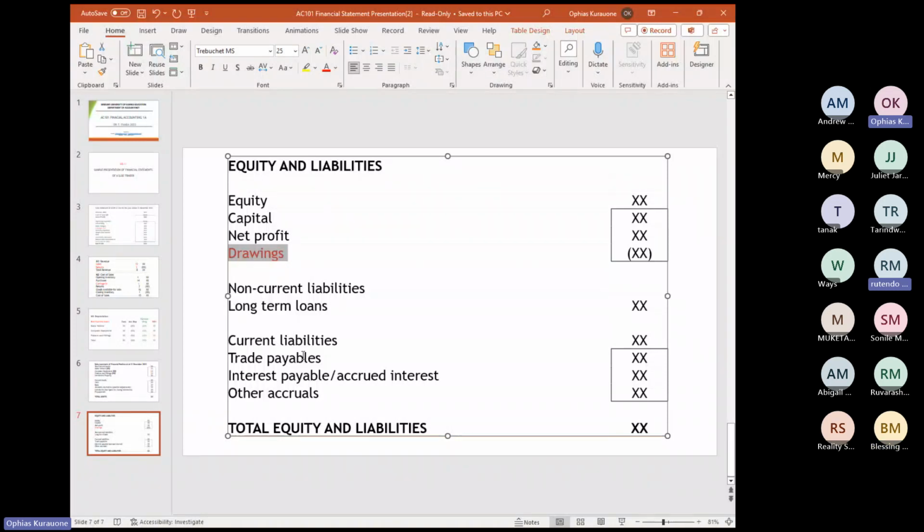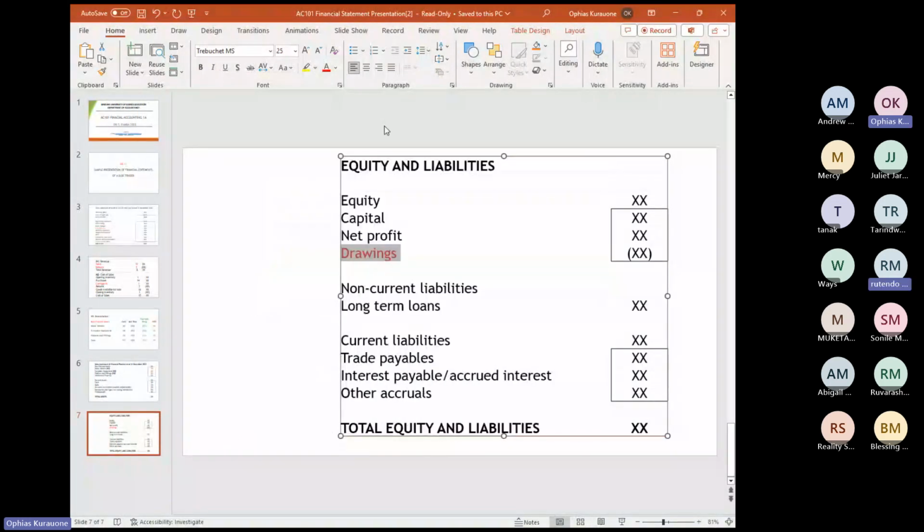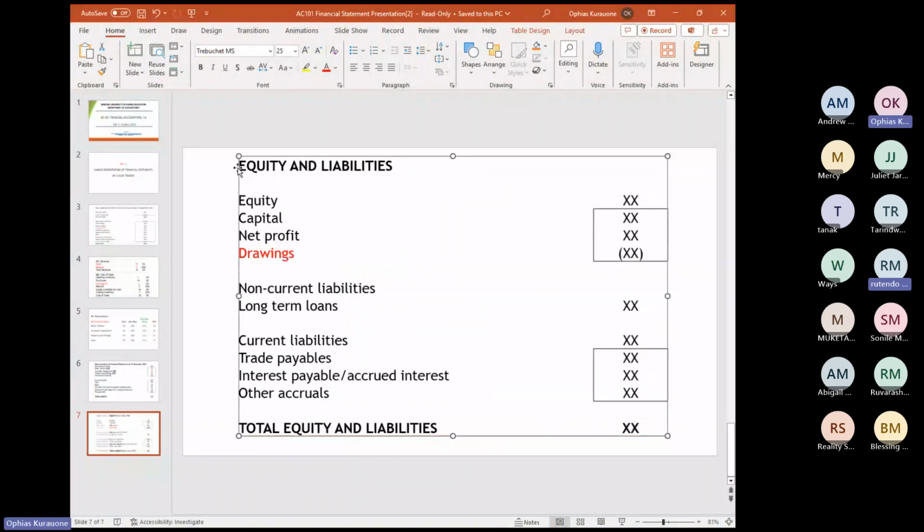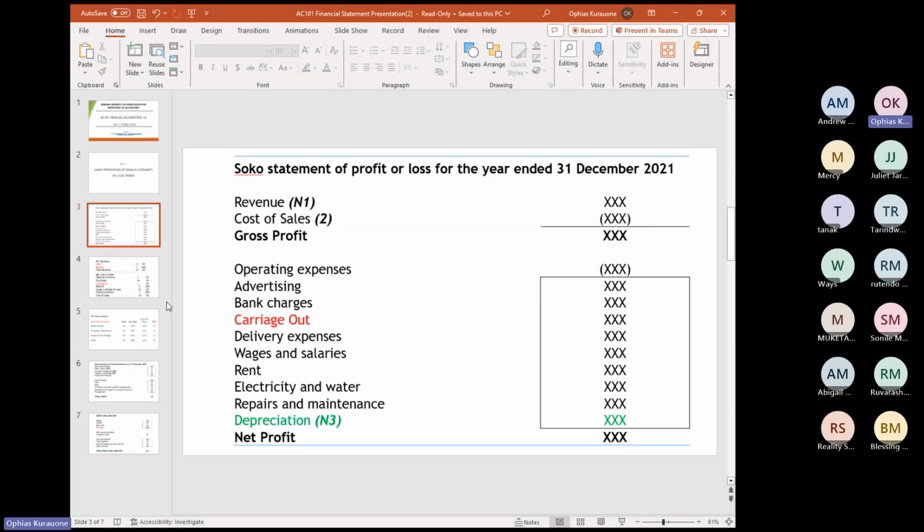These current liabilities should be paid within 1 year. For example, trade payables should be paid within 1 year. That is what we call current liabilities. You should pay your creditors in time so that you can continue borrowing. Then we have other accruals, interest payable, accrued interest, and other accruals. So these were some of the highlights.